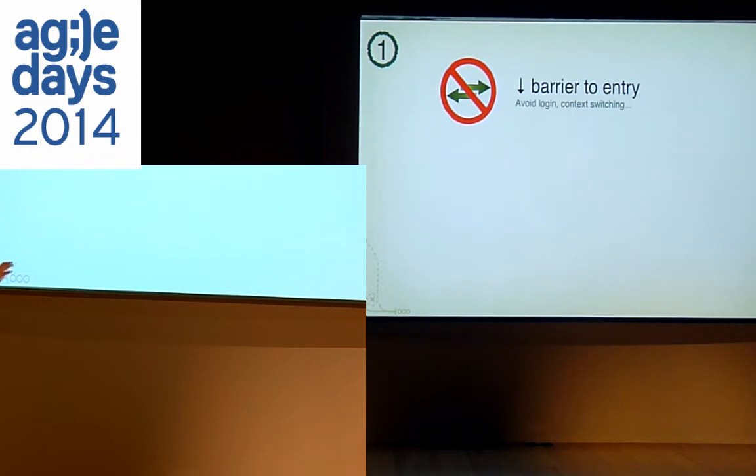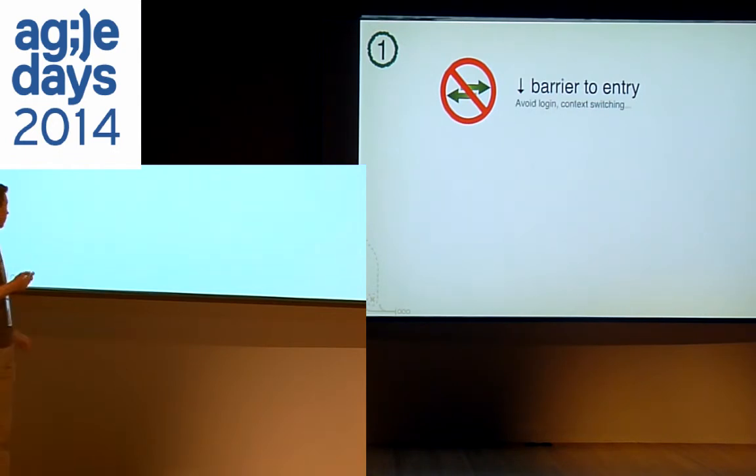So, 3 principles to reduce the friction and get the feedback effectively. You need to reduce the barrier to entry as much as possible. So you need to remove the context switching and try to keep your user within the application as much as possible. You don't want them to go to another application and report that feedback.